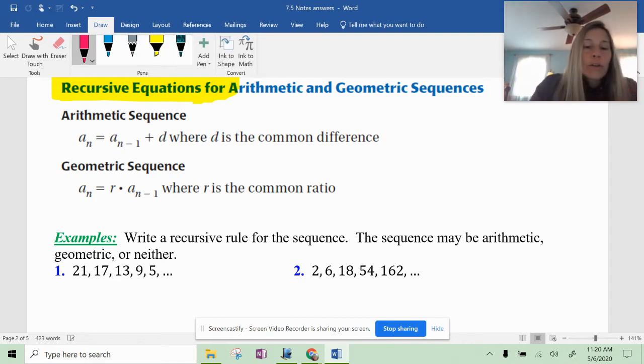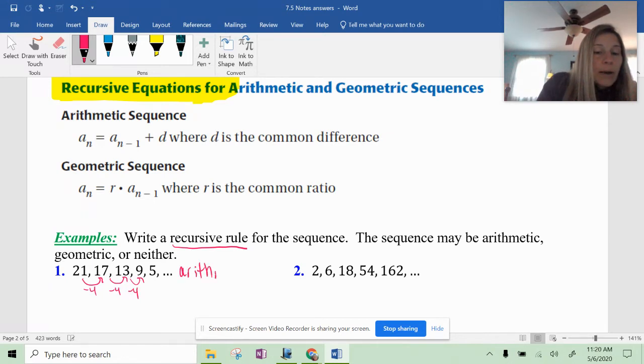If we look at the first one, it says write a recursive rule. The sequence may be arithmetic, geometric, or neither. So let's look at this pattern here. It's decreasing, and it looks like it's decreasing by 4 each time. So this tells me that's an arithmetic pattern, and my D value is -4. And of course, we know that the A sub 1 is 21.